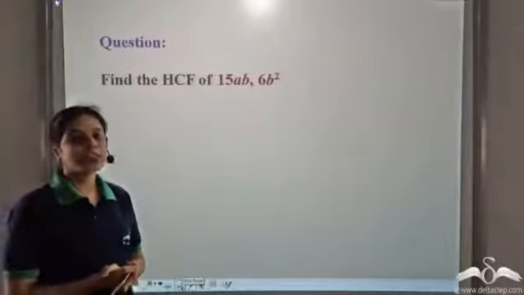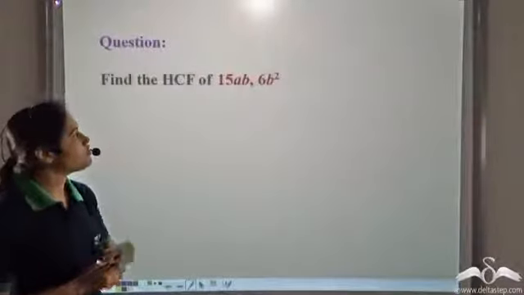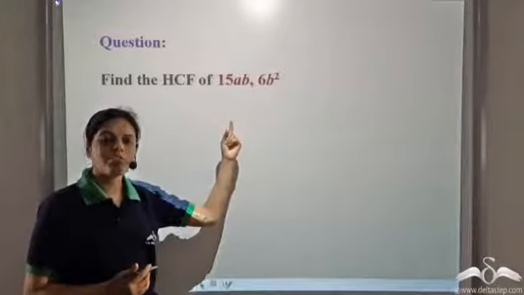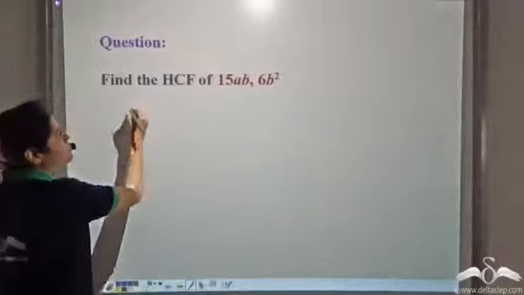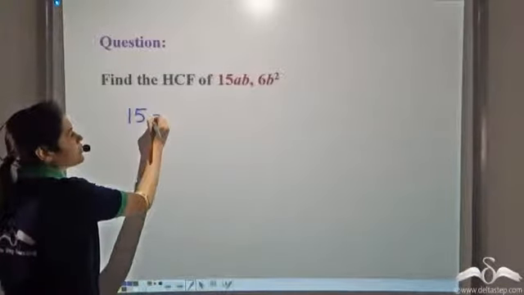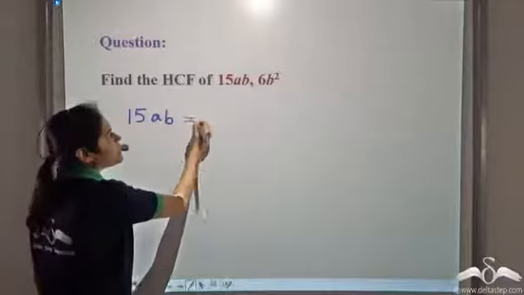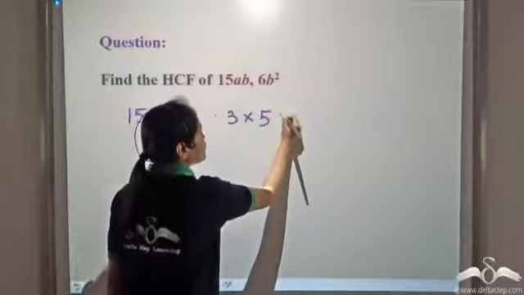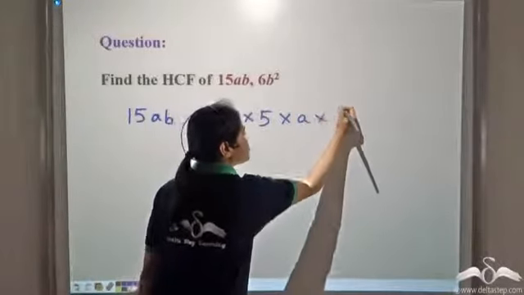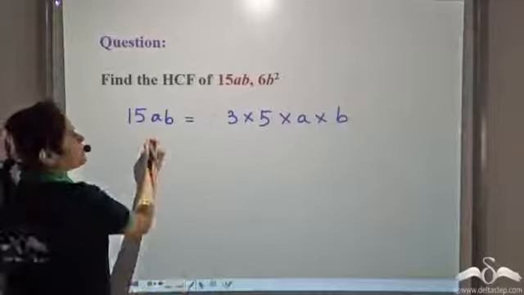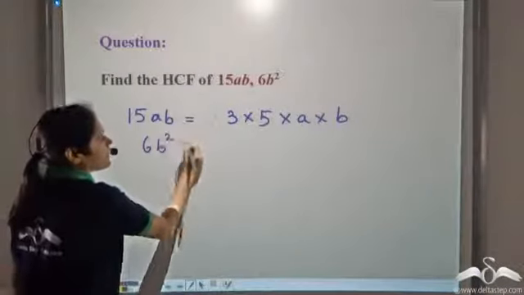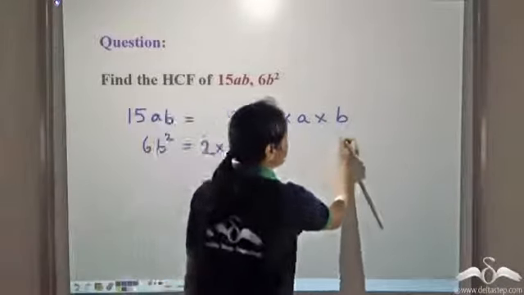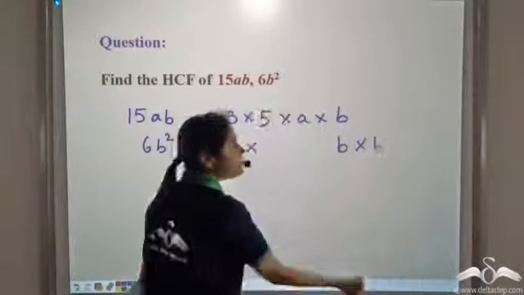Now can you find the HCF of these two terms? In order to find the HCF of these two terms, we need to write them as a product of their irreducible factors. So 15AB can be written as 3 into 5 into A into B, and 6B square can be written as 2 into 3 into B into B.